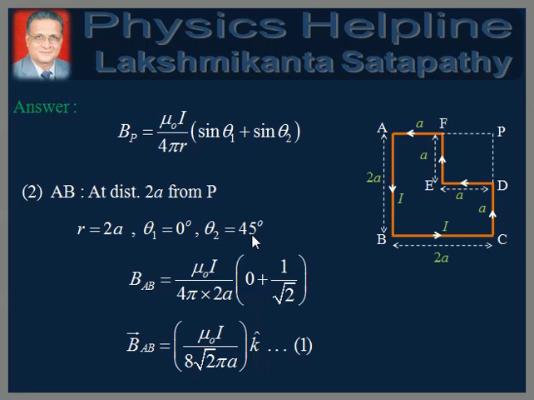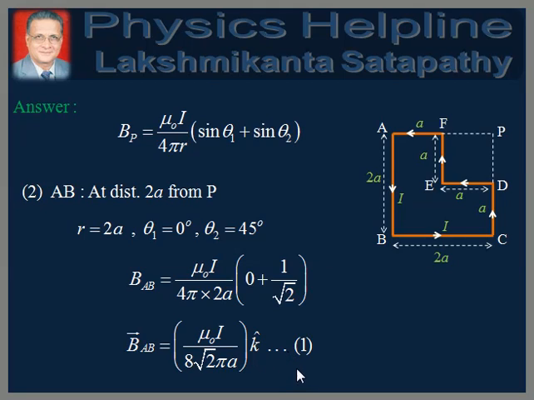Therefore, the magnetic field produced at P due to the straight wire AB is given by B_AB is equal to mu 0 I by 4 pi into 2A into (sin theta 1 is 0 plus sin theta 2 is 1 by root 2), which on simplification gives mu 0 I by 8 root 2 pi A.